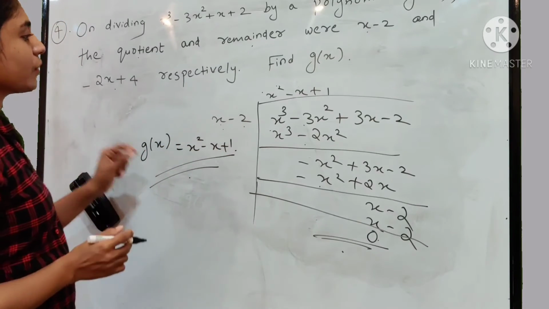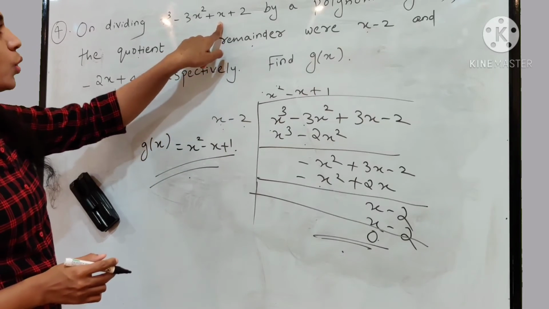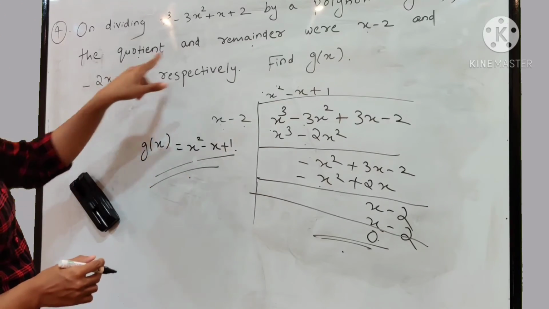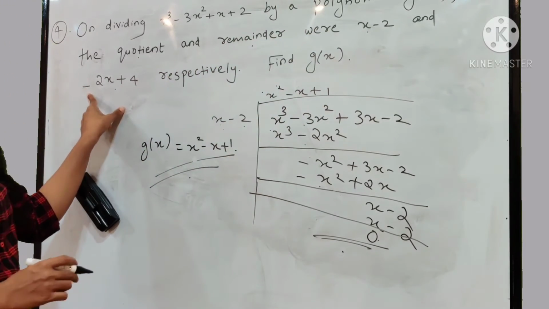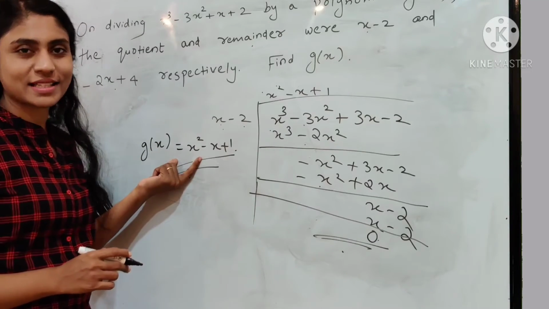That means when we divide x cube minus 3x square plus x plus 2 by this g of x, x square minus x plus 1, we will get the quotient as x minus 2 and the remainder as minus 2x plus 4. So the required g of x is x square minus x plus 1.